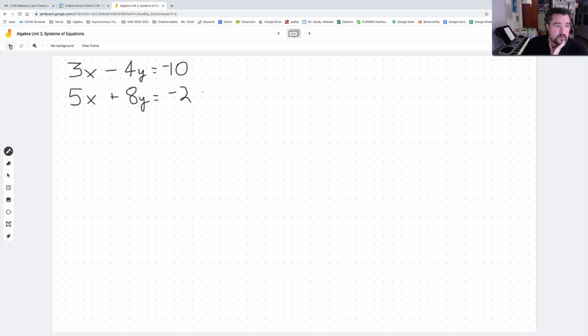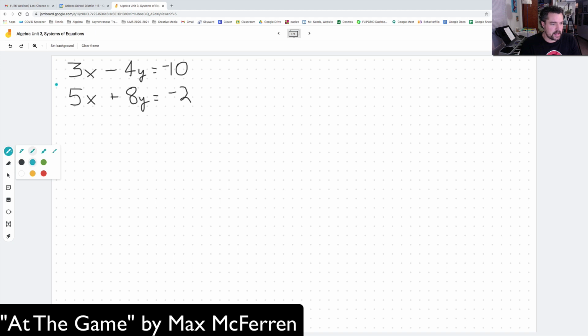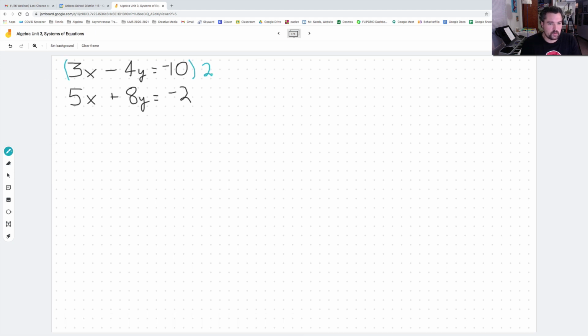I want to figure out what I need to do to get one variable to eliminate. Well, what I was saying is that if I multiply everything in this top term by 2, 2 times 3x, that's going to be 6x. 2 times negative 4y, that's going to be negative 8y. And 2 times negative 10, that's going to be negative 20.